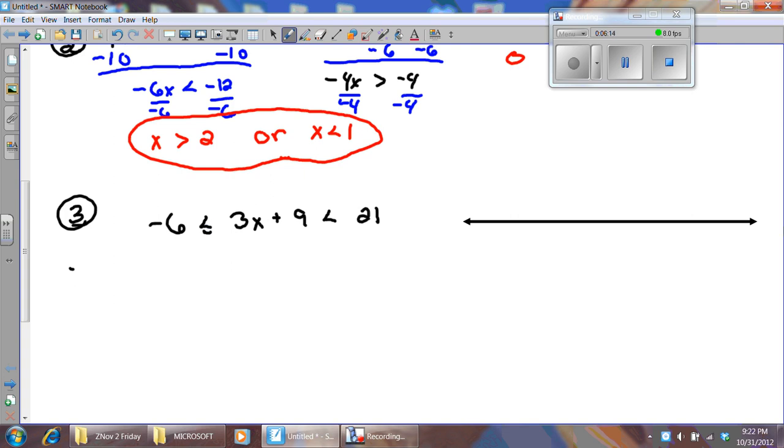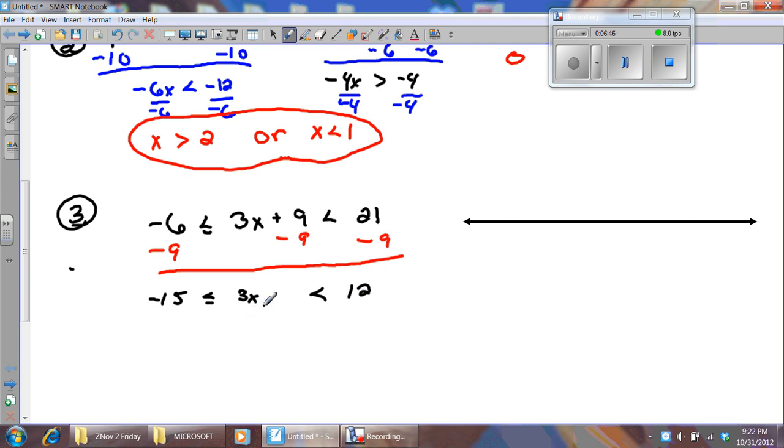Okay, here's what I'm going to do. I'm going to get x alone, right? First I need to subtract 9, but I'm going to need to subtract 9 on all three sides, just like that. I think this is a pretty nifty way to do this. So negative 6 minus 9 is negative 15, less than or equal to 3x, less than 21 minus 9, which is 12.